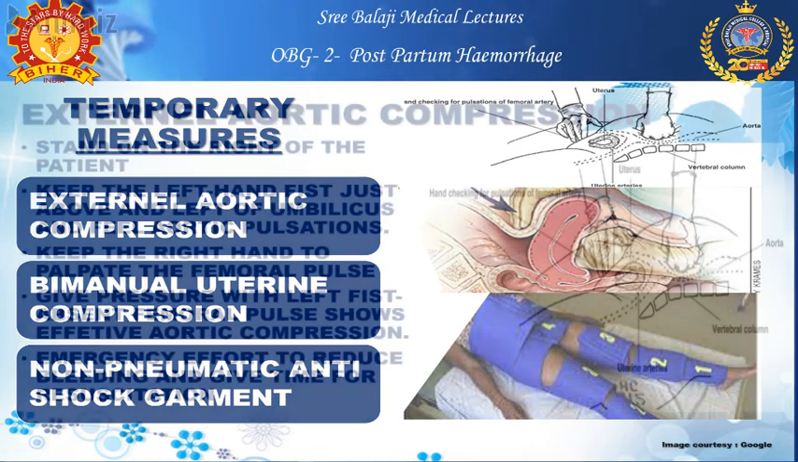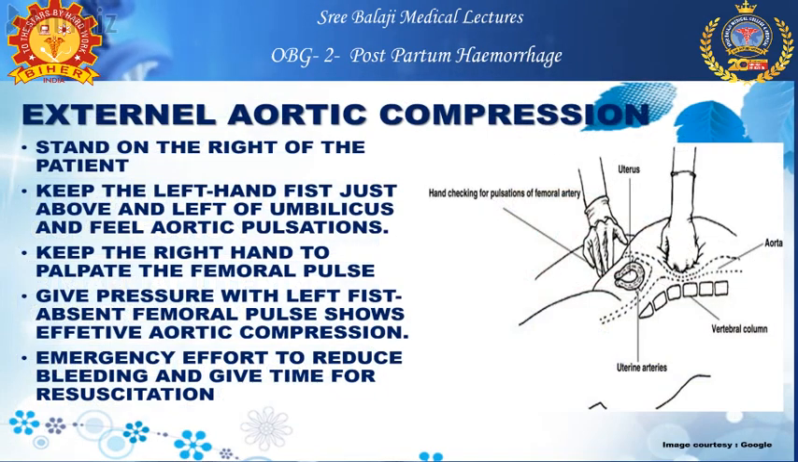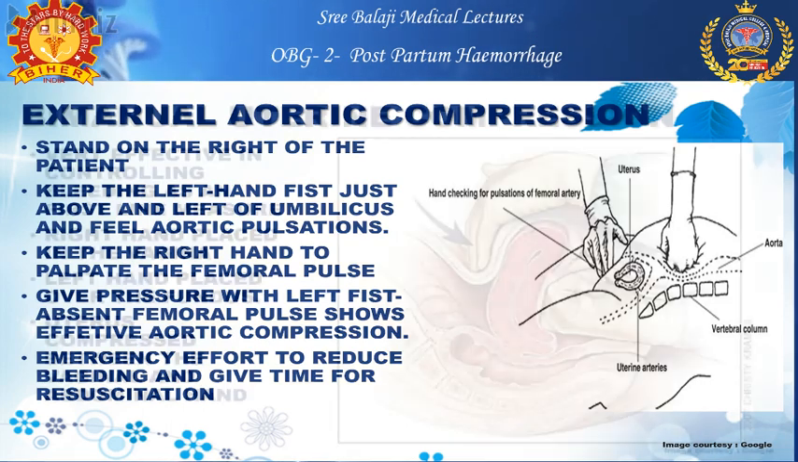External aortic compression. Stand on the right side of the patient. Keep the left hand fist just above and left of the umbilicus and feel for aortic pulsations. Keep the right hand to palpate the femoral pulse. Give pressure with the left fist. Absent femoral pulse felt in the right hand shows effective aortic compression. It is an emergency effort to reduce bleeding and give time for resuscitation.